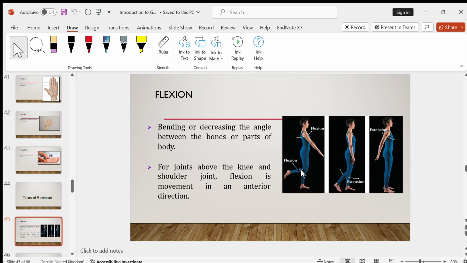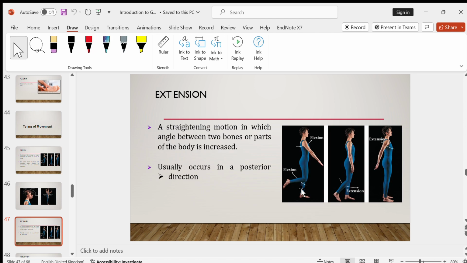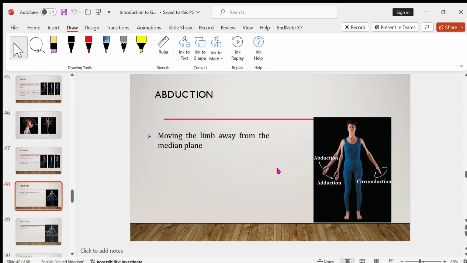Same is the case with the lower limb. If there is bending at the knee joint, this is flexion, and if there is straightening at the knee joint, this is extension. Here, if the head is moved forward, this is flexion. If it is moved backwards, this is extension. Now we have discussed the extension along with the flexion. Abduction is moving the limb away from the median plane. So if we move the arm away from the center of the body, it is abduction. If we take it back towards the median plane, it is adduction.